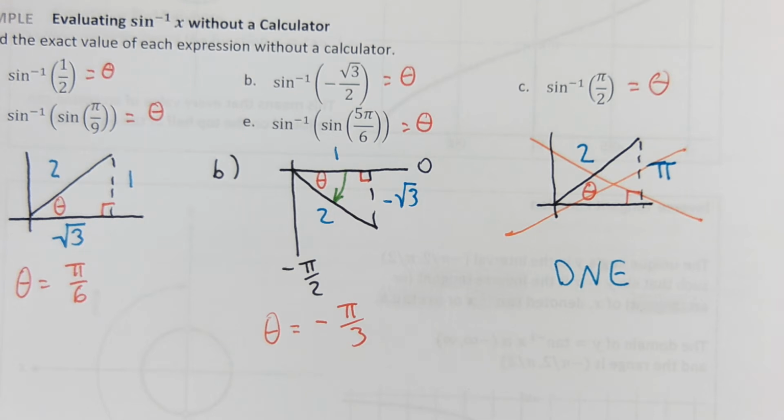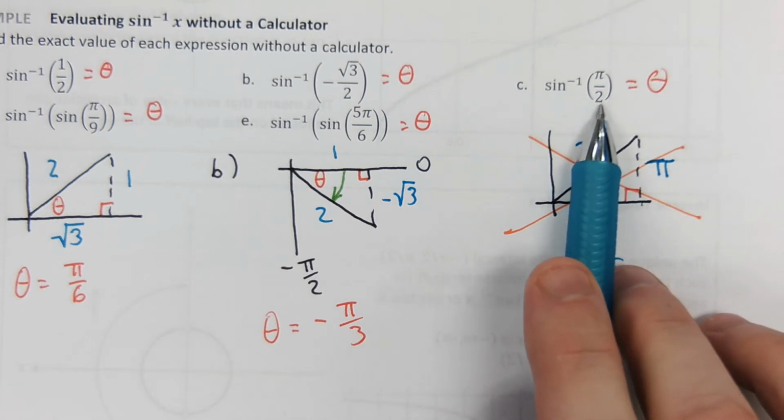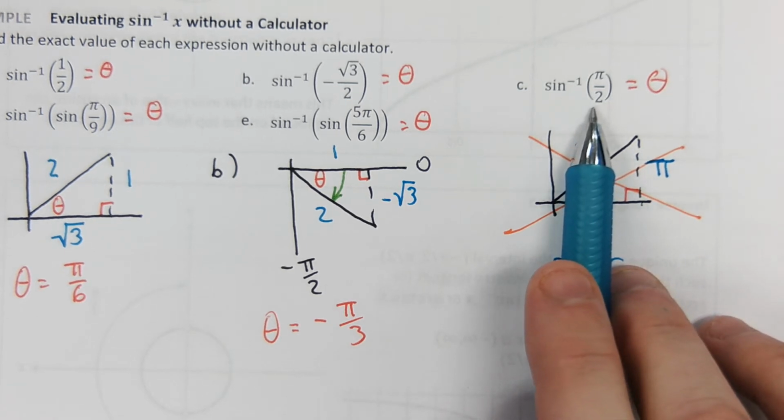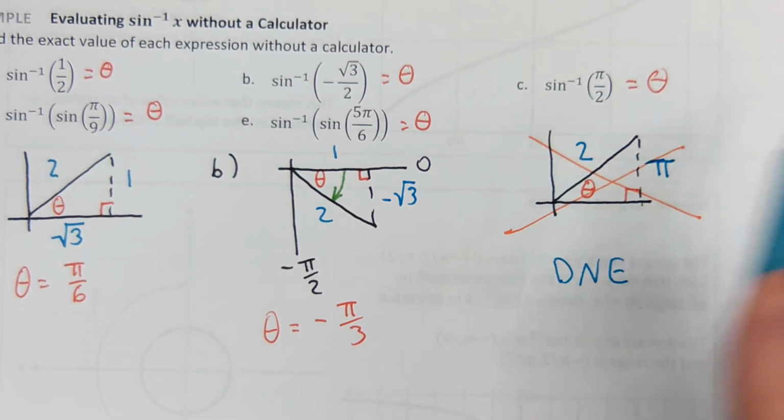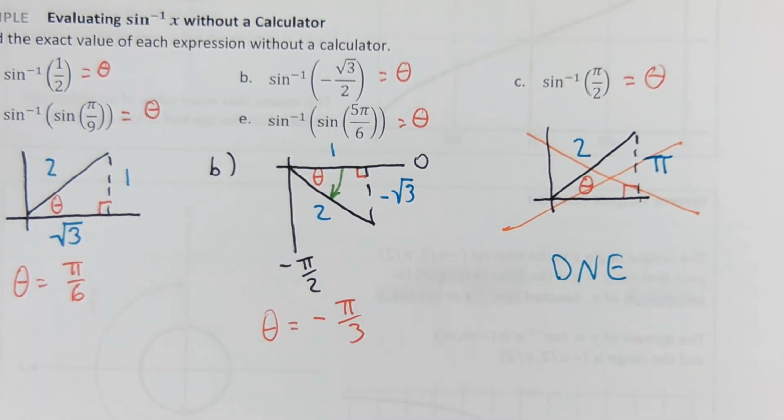Also remember the domain for sine inverse is from -1 to +1. Pi over 2 is somewhere around 1.57, outside of the domain anyway. But the reason why is because it builds impossible triangles.